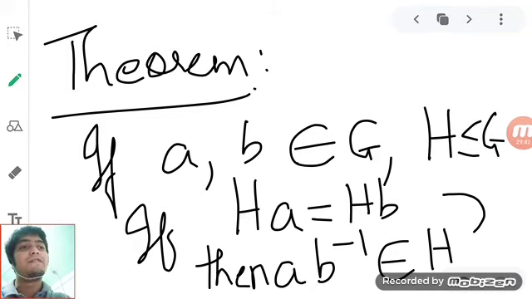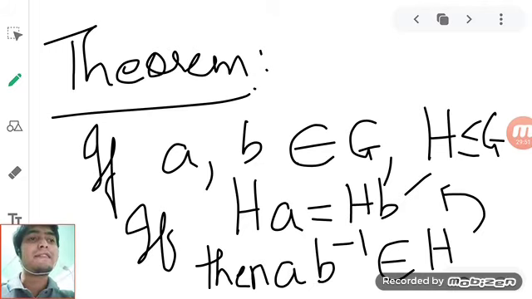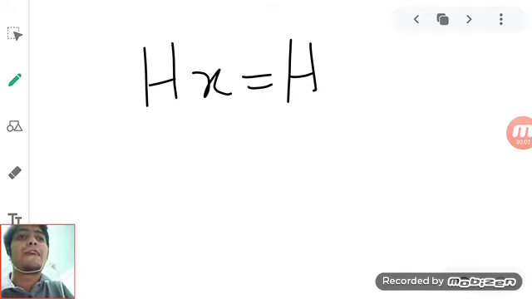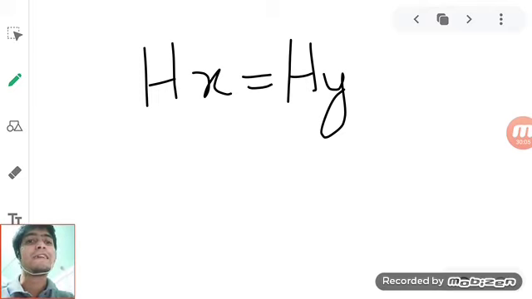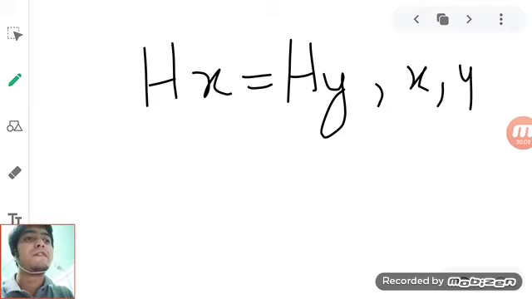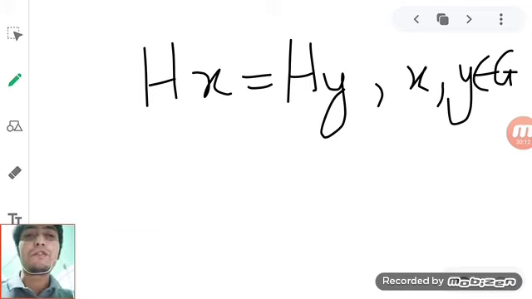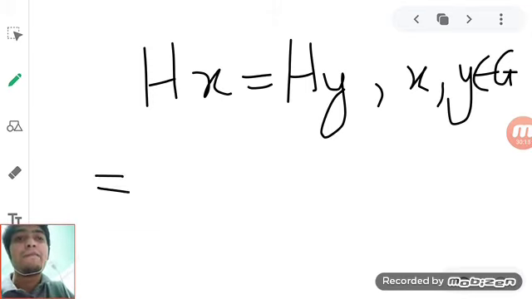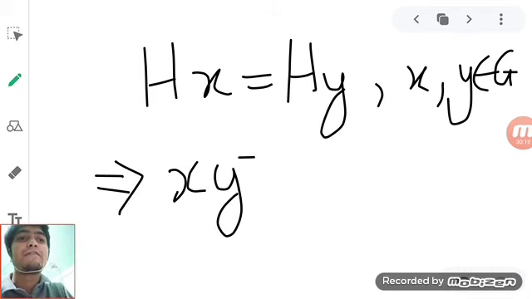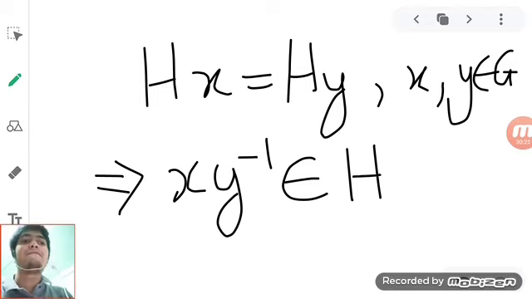Similarly, you can jump from this line to this line. Many times, when we continue with the real course, once you get this line, if you cannot proceed anywhere, you will ultimately jump to this line. Suppose in an exercise you have hx equal hy, where H is a subgroup, and x and y are elements of G. If you cannot proceed anywhere, the next line, always remember, you will write xy inverse belongs to H. So this is very, very important.